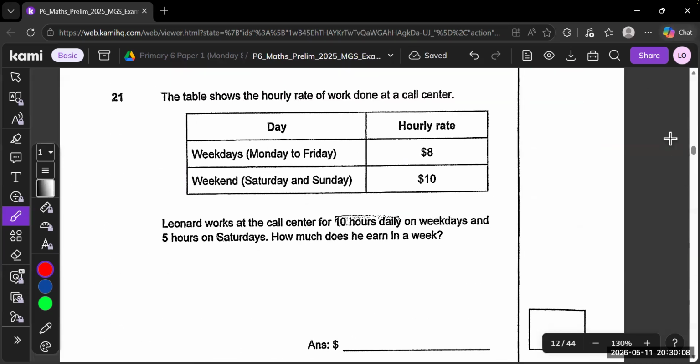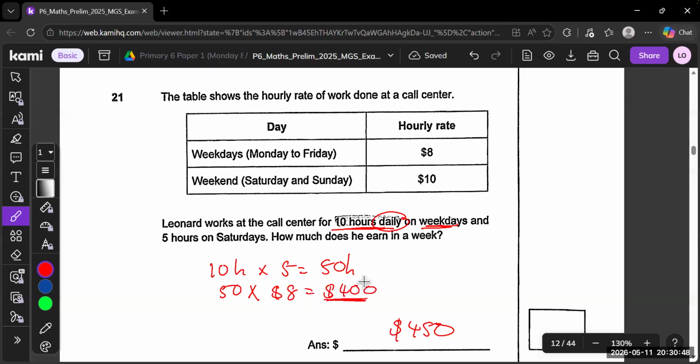Question 21. Miss Tang actually fell for this. Miss Tang got tricked by this question. The answer is $450. Did anyone get the answer wrong? Leonard worked at a call center for 10 hours daily. Daily means every day. So weekdays, how many weekdays are there? There are 5 weekdays. So 10 hours times 5, he has worked 50 hours in a week. 50 hours on weekdays will be how much? 50 times 8. That will be $400. But not the answer yet.